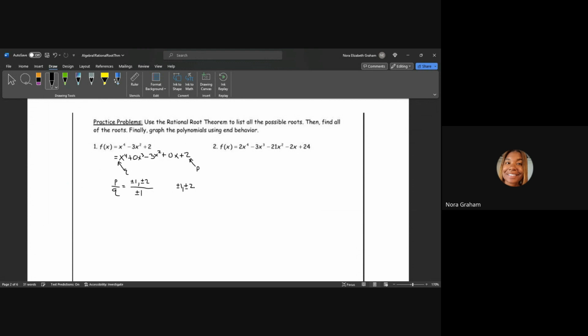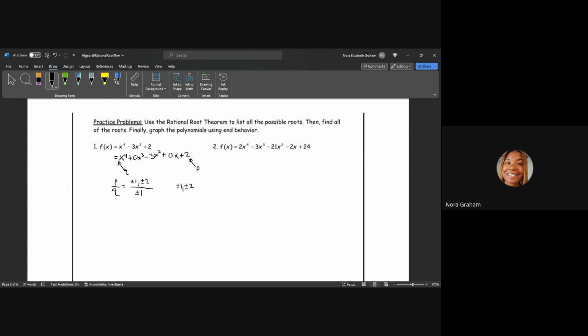Now I'm going to use synthetic division to go ahead and see which ones work. If you don't get synthetic division and I don't break it down enough in this video, leave a comment and I'll make another video of how to do synthetic division, but I'll try to walk through it as best as I can with this one.